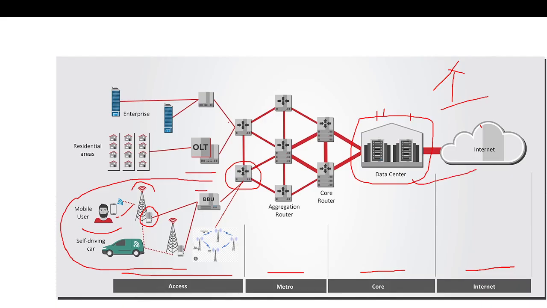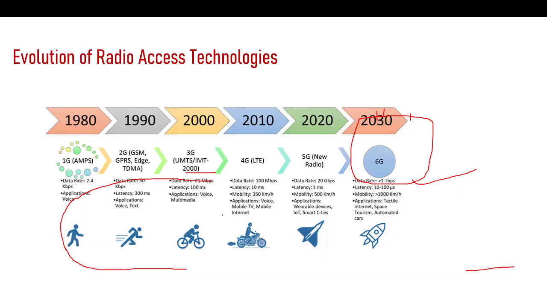Another thing we need to understand is that we've talked about the radio access network, and we have different radio access technologies. It has evolved very quickly in the past few years. We had 1G, and then subsequent evolutions of different radio access technologies. We have had 2G, 3G, 4G, which we call long-term evolution. We now have the new radio 5G, and we are also talking about 6G.